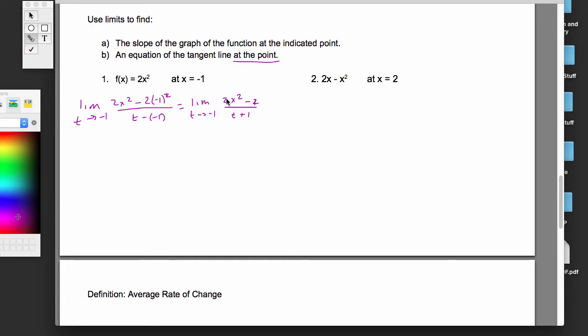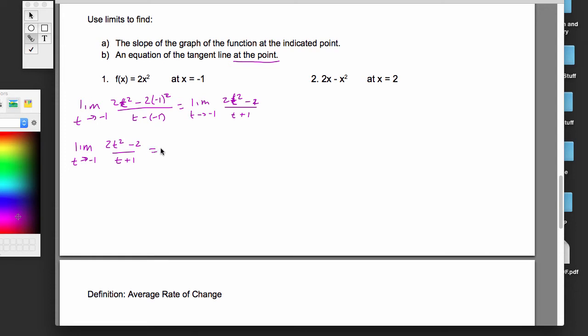Okay, so let's take a look here. I've sort of started mixing my variables, so I need to switch this over to t. That's my fault. Essentially it takes on the x value, but it's t because we actually are talking about time and that instantaneous velocity. So let me rewrite here. The limit as t approaches -1 of 2t squared minus 2 over t plus 1.